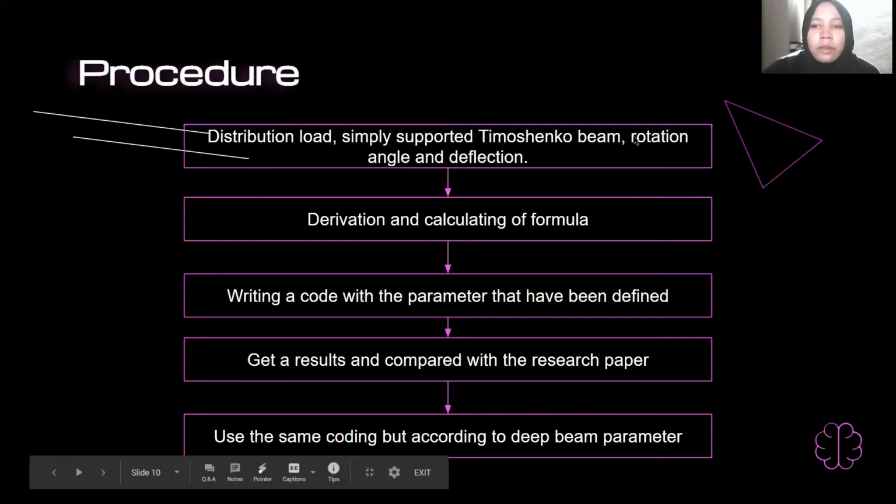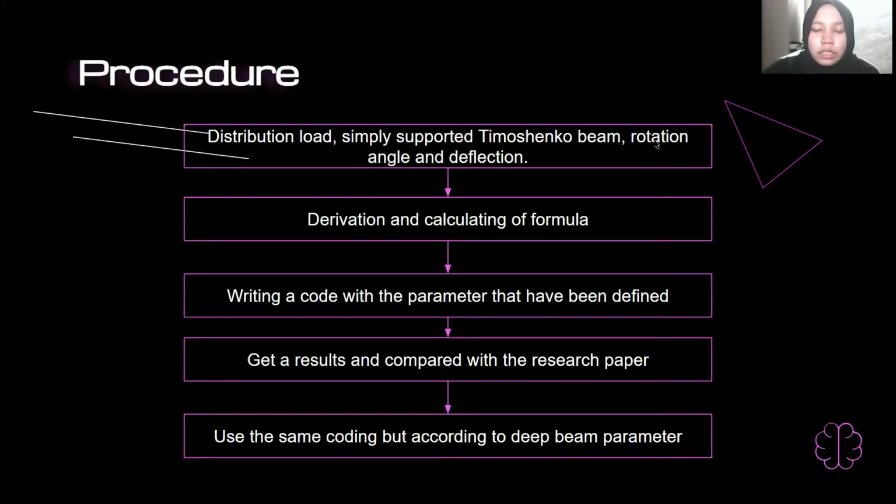And then the independent variables are the rotational angle and deflection, in functions of moment of inertia, shear modulus, Young's modulus, length, and area of the cross section. After I have defined all the parameters, I derive and calculate the formula, also using the finite element formulas. And then after I got the formulas, I write the code with the parameters that have been defined.